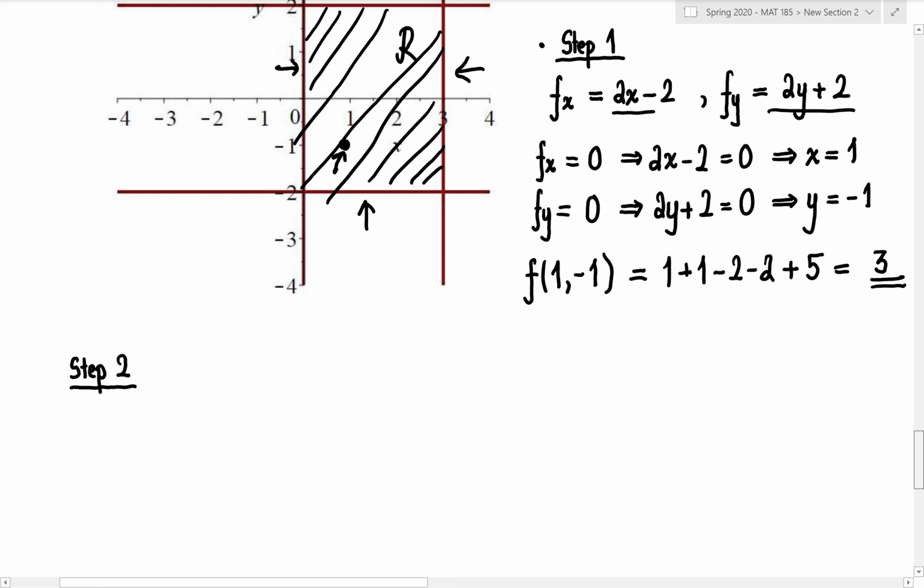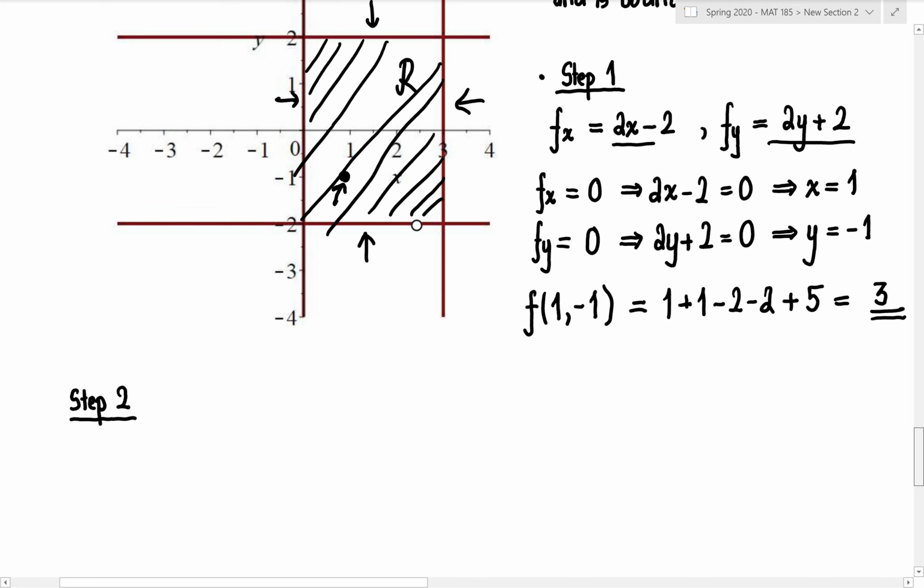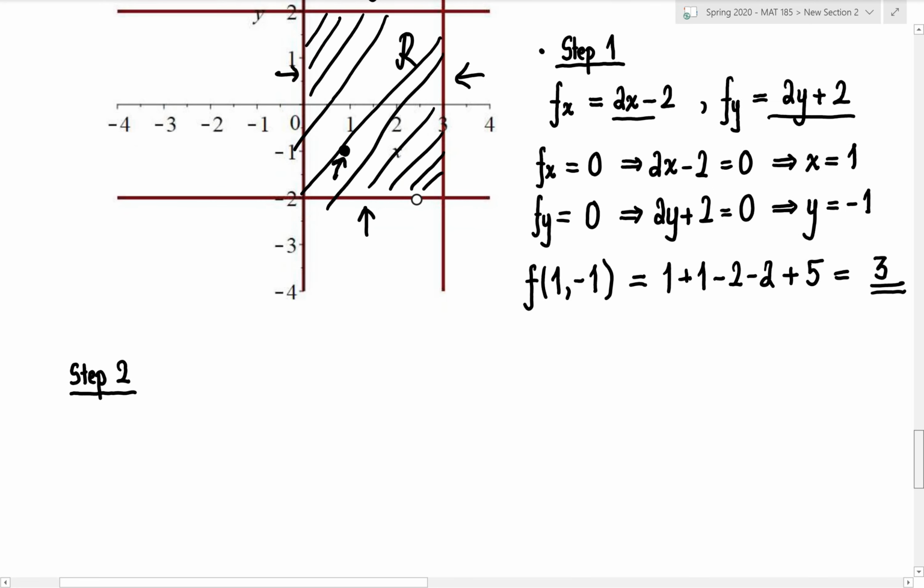So step 2, what we're going to do is look at the boundary. We're going to look at the maximum and minimum value of our function along the boundary. And if you think about it, our boundary here is separated into 4 distinct pieces: the bottom edge, the right edge, the top edge, and the left edge. For right now, I'm going to concentrate on the bottom edge of the boundary.